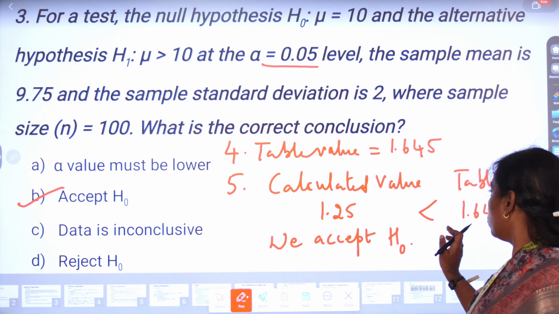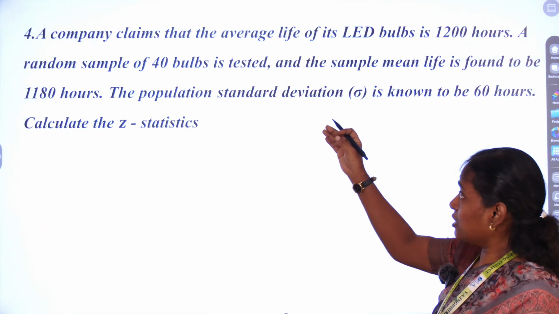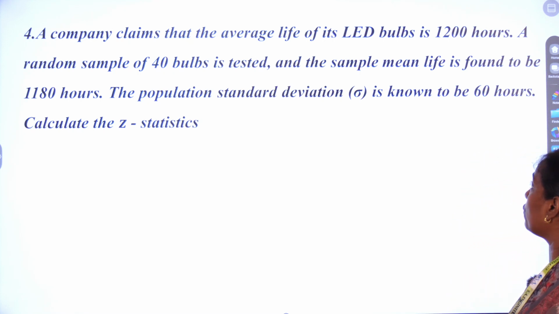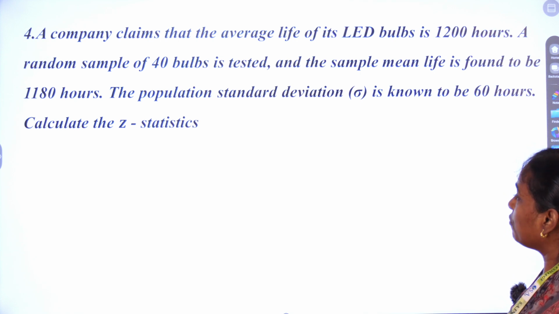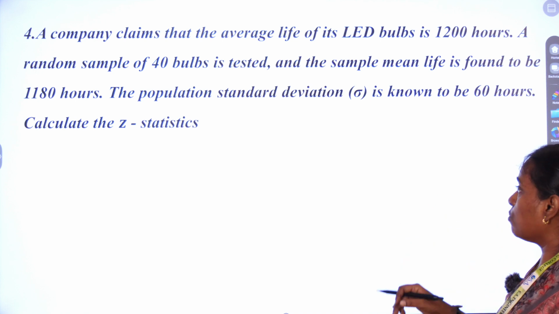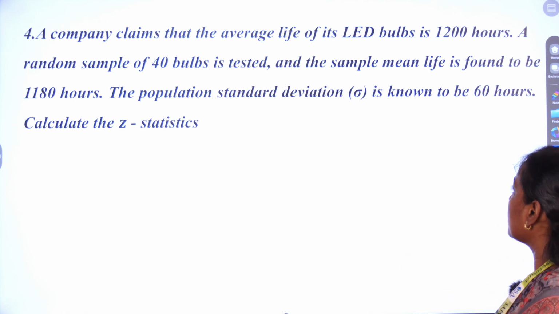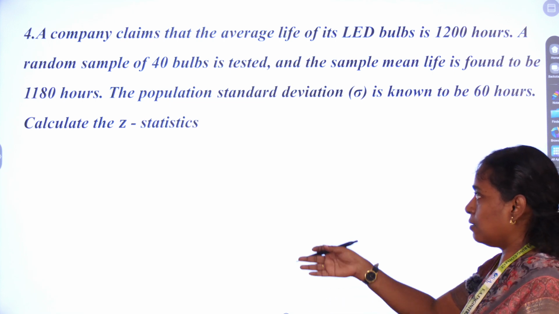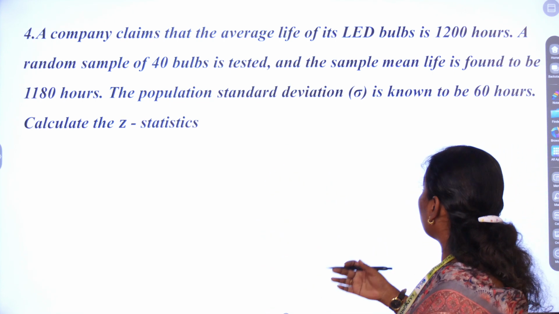Now let us move on to the next. The next question is, a company claims that the average life of its LED bulb is 1200 hours. A random sample of 40 bulbs is tested and the sample mean life is found to be 1180 hours. The population standard deviation sigma is known to be 60 hours. Calculate the test statistics. Now we will find the test statistics for this.